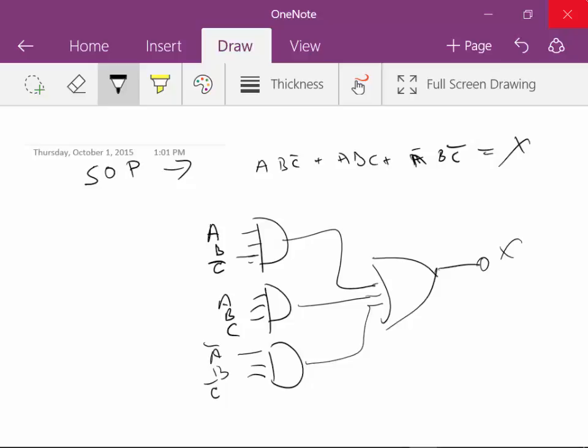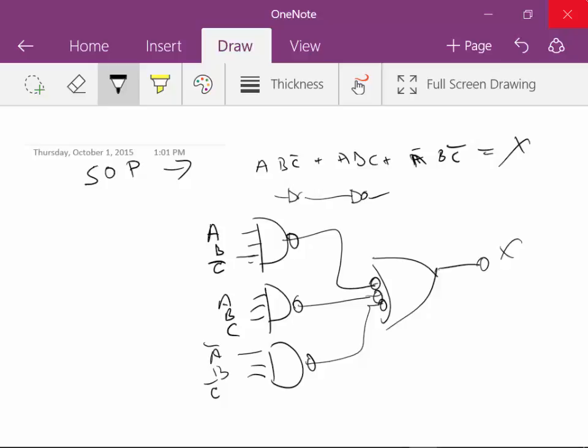Now, if I put a bubble here, and a bubble here, a bubble here, a bubble here, and a bubble here, and a bubble here, I have not changed the circuit. I place an inverter here, and then I put another inverter on the input there. I have not changed that.